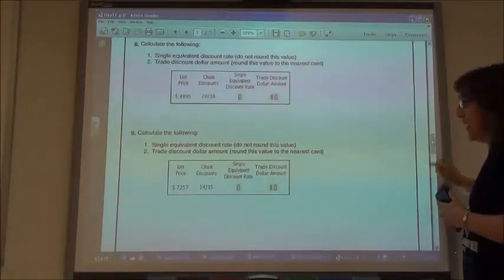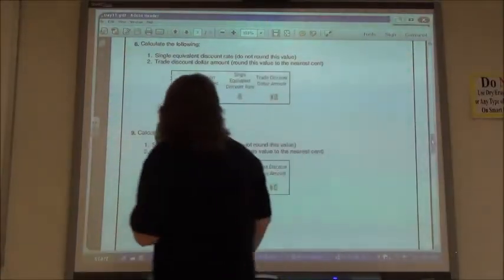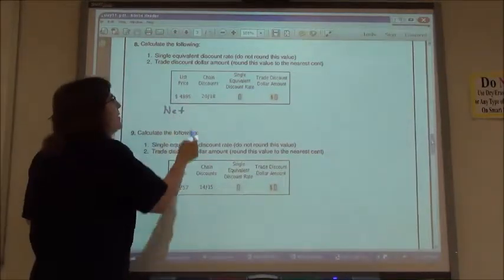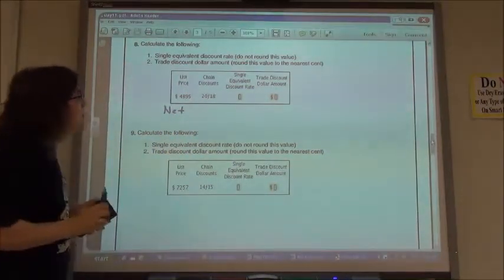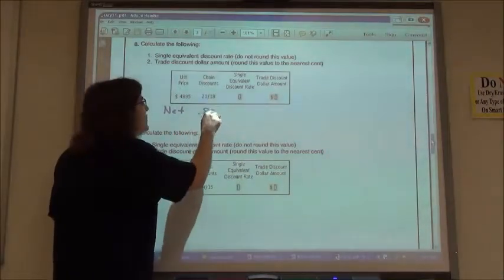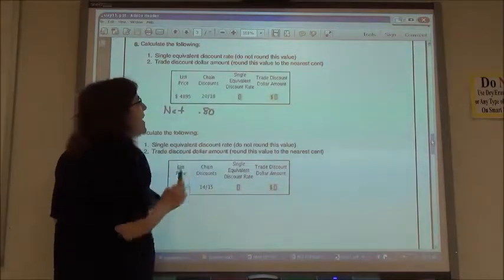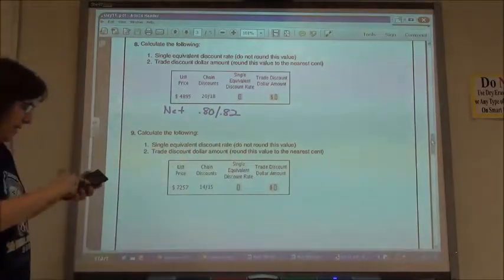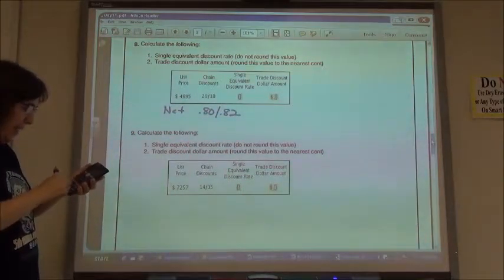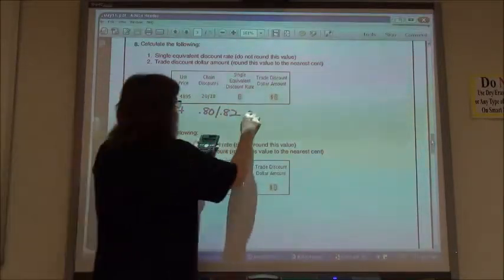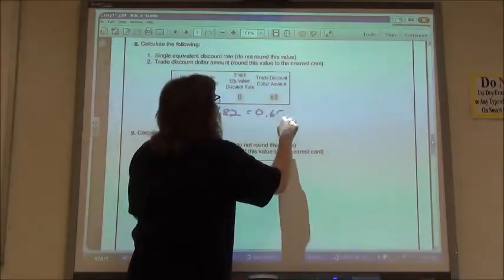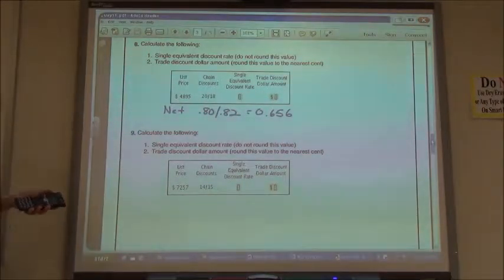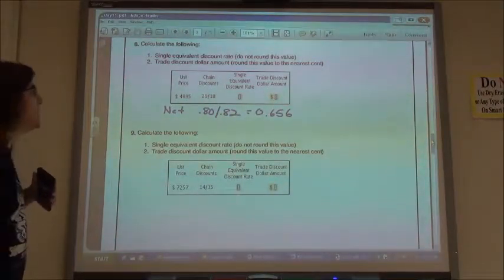So number 8, again, we're calculating the single equivalent discount rate. First of all, we have to figure out the net rate. So if I have a 20% discount, I have to pay 80% of the price. If I have an 18%, I'm paying 82% of the price. So 0.80 times 0.82 gives me 0.656. So my net is 65.6% if I would change it into a percent.